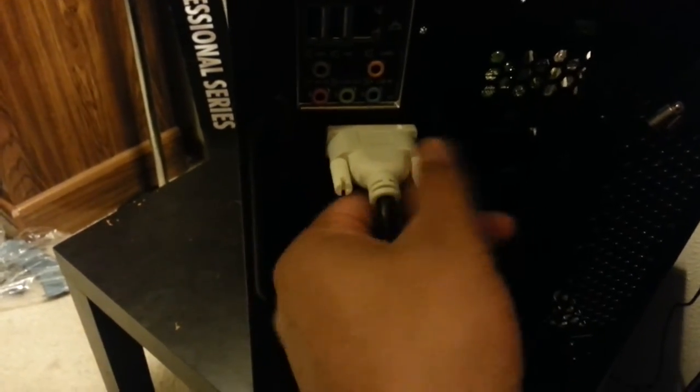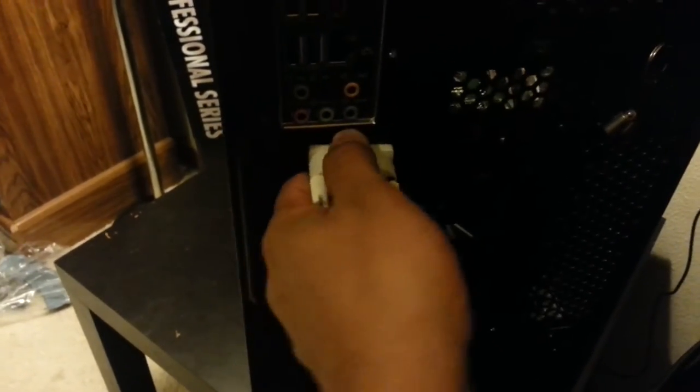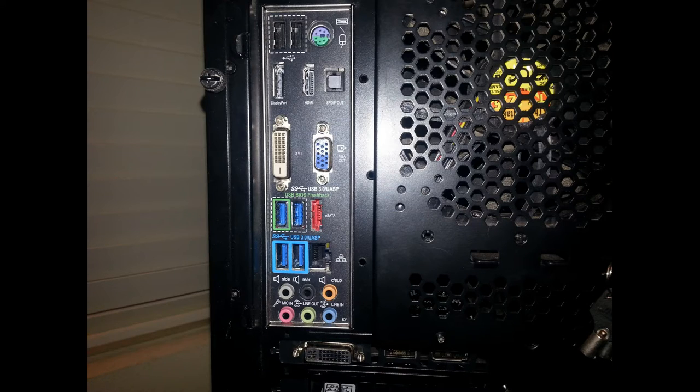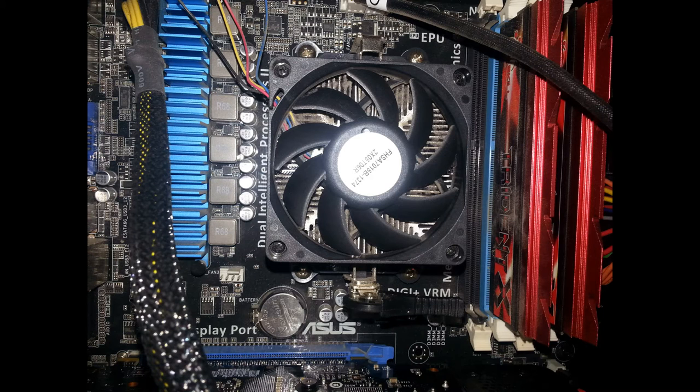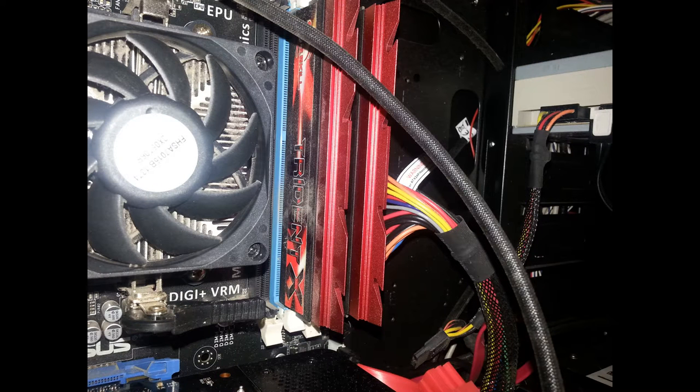Next is my DVI port, where I should be more careful and unscrew the DVI cable. There you go, it pops in, and that shows my graphics card. I don't actually connect my graphics card directly into the PCI port because the PCI port goes through my BIOS. Right here we have the AMD A10-5800K Trinity quad core, which runs at 3.8 gigahertz and turbo at 4.2.